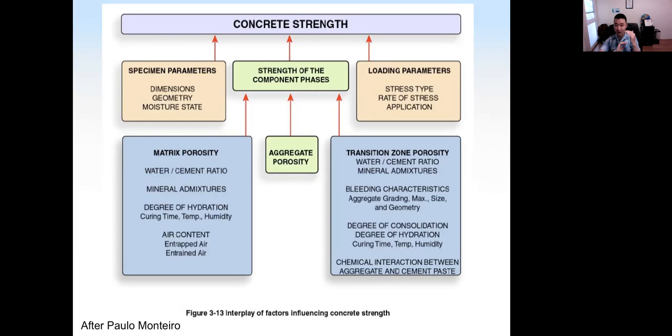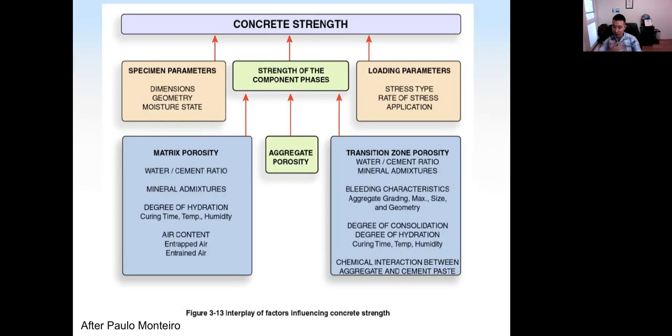So that is affected by, first of all, water to cement ratio and mineral admixtures. If we use silica fume, that will refine the transition zone and reduce the porosity there. Also bleeding characteristics. If concrete has bleeding, then we're going to have a water layer in the ITZ, so that will reduce the strength by increasing the porosity. How we consolidate the concrete will also be a factor.